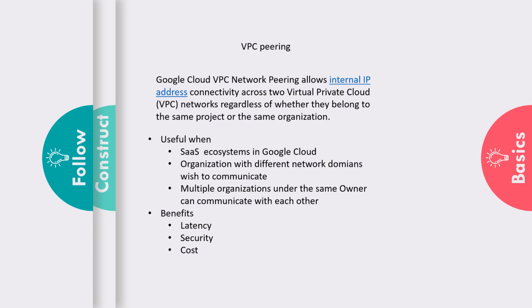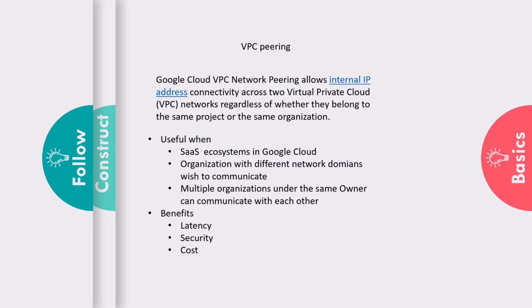So where is it useful? Some of the cases where it could be useful is, let's say you're designing a software as a service within the Google ecosystem and you want that particular software to be used by, let's say, another organization, then VPC peering comes in handy because you can peer your network with that particular organization's network.